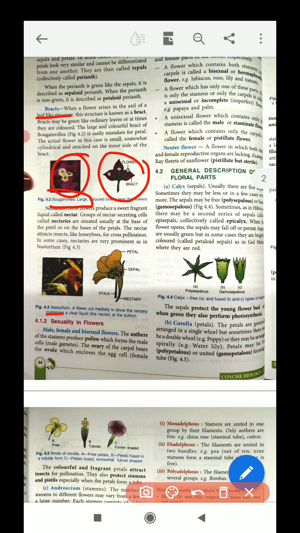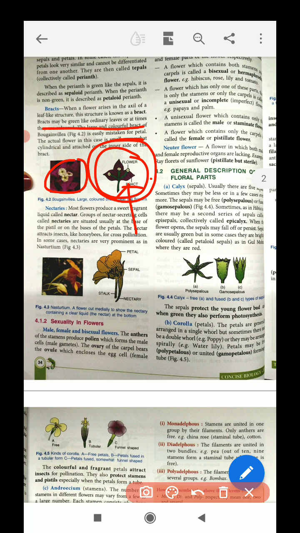Bougainvillea is a type of flower which is very small. Here you can see this is the flower, this is the flower, this is the flower, three flowers are there. But if you see the whole picture, you think that is the whole structure of the flower, and it looks like a leaf. But actually that is not a leaf. They are not the ordinary green leaves. Bracts may be green like ordinary leaves, or at times they can be colored. Here you can see that is brown color. That is why that leaf-like structure is known as the bracts.